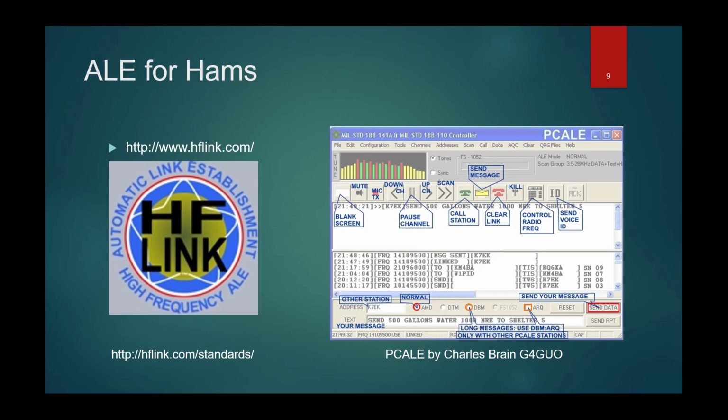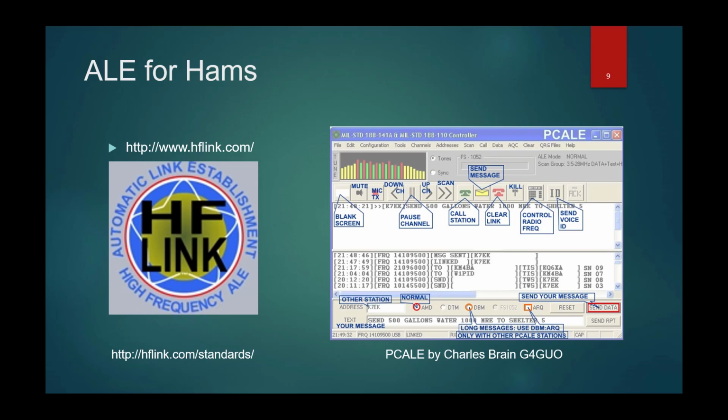Just go to www.hflink.com and you can see information like how to download this program. You can go down to the link you see there at the bottom, hflink.com/standards, where they brought all of those MIL standards together in one place that you can click on, download, and start reading through. They're all for public distribution, unlimited distribution.